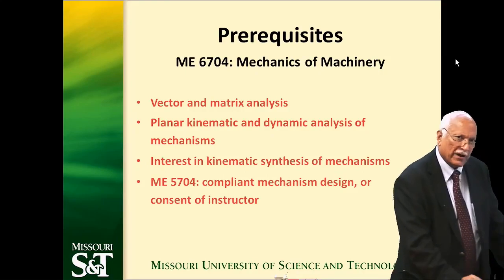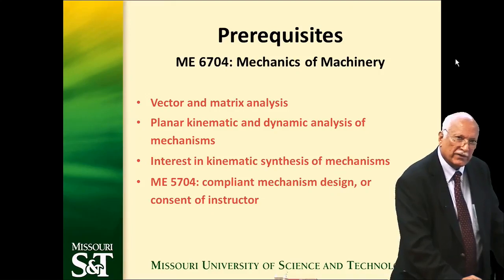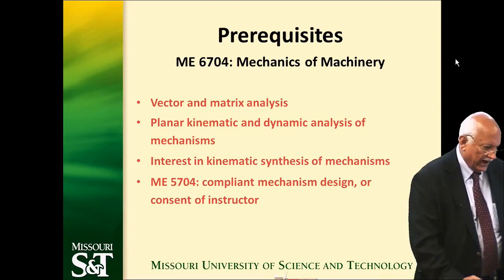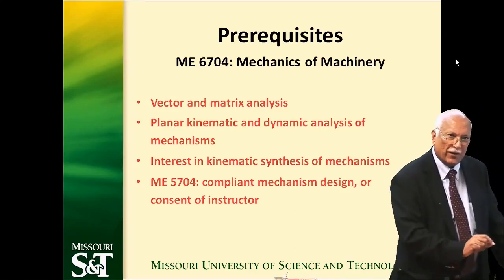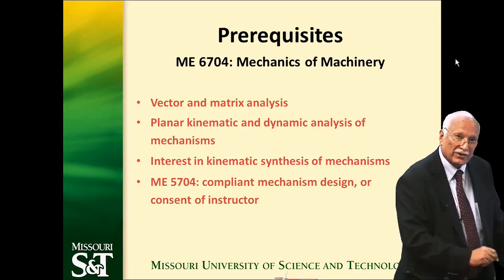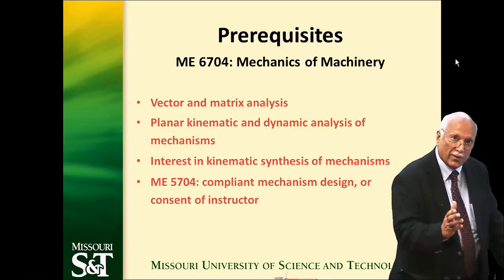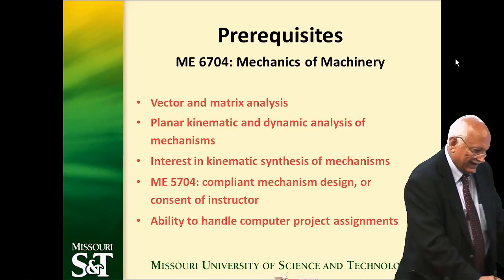One of the prerequisites stated, since this is an advanced level class, a 6,000 level class, is a 5,000 level class, compliant mechanism design, or consent of instructor. And in a moment, I'll show you what the prerequisites for the compliant mechanism design class are, so that you are assured that you may well be prepared for this class as well. And ability to handle computer project assignments, of course, I mentioned that.